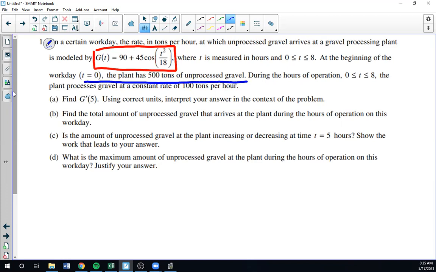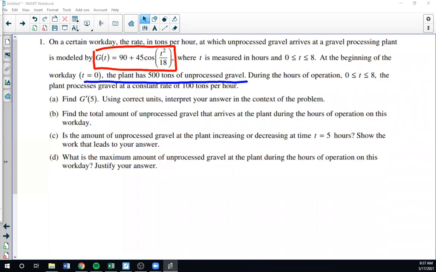All right. So G of t, I want you to think about two things here. First of all, is G of t the rate in or the rate out? And then whichever one it is, where's the other thing? If that's the rate in, where's the rate out? If that's the rate out, where's the rate in? So I'll give you a minute to consider. Is G the rate in or the rate out?